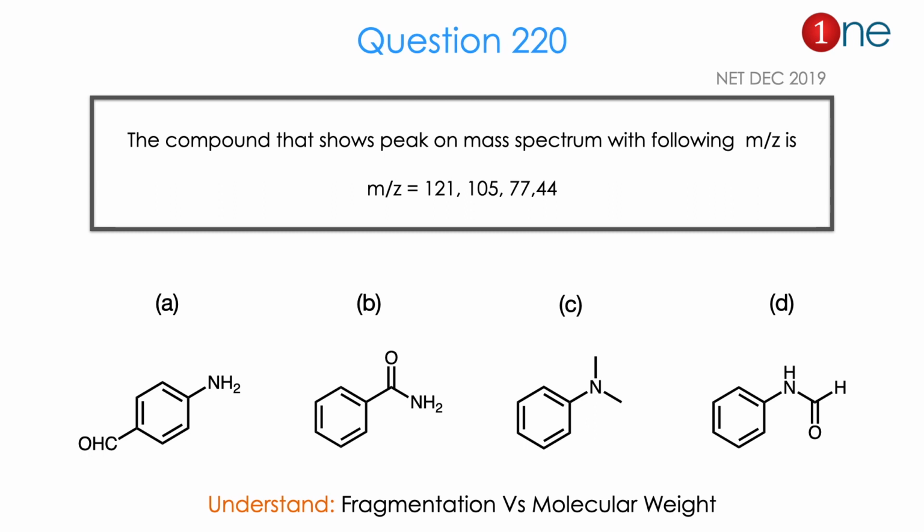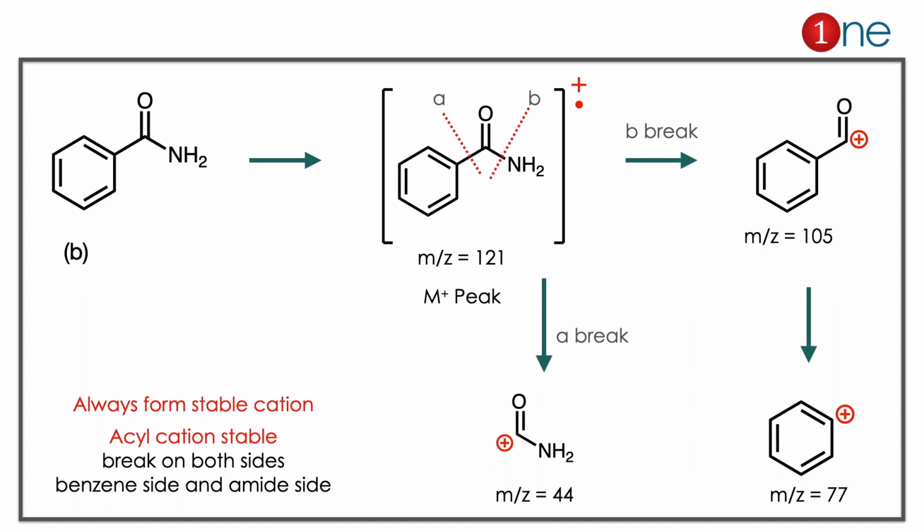4 different possibilities. So from the mass spectra and 4 different structures, you have to realize the question is really about fragmentation versus molecular weight. The answer is B. Let us see how. Here B has all possibilities because it has a carbonyl group attached with a benzene ring, so it can break on either side. First step, it forms the molecular ion peak, which is 121.